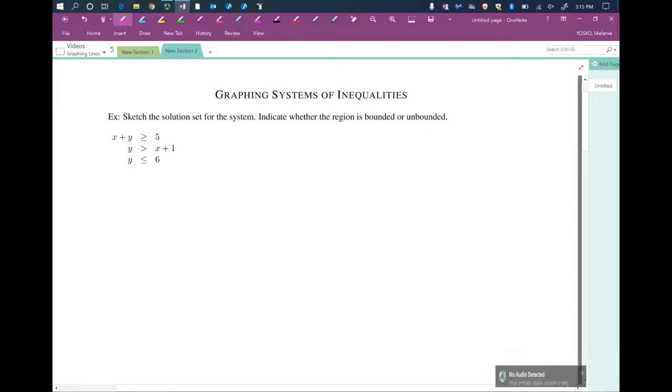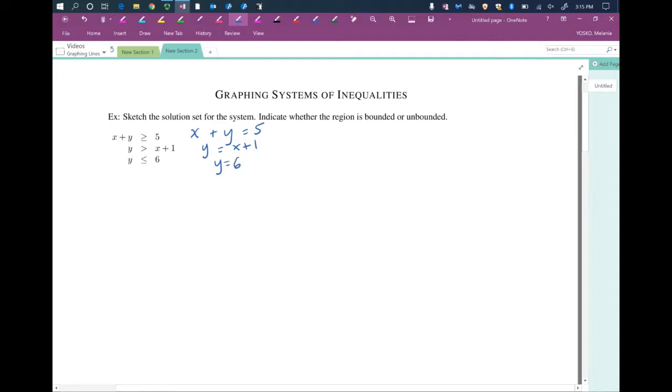Graphing systems of inequalities. So we're going to sketch the solution set for the system, and then we're also going to indicate whether the region is bounded or unbounded. So we're going to pretend these are lines. So in your mind, you're going to think, okay, this is x plus y equals 5, y equals x plus 1, and y equals 6.